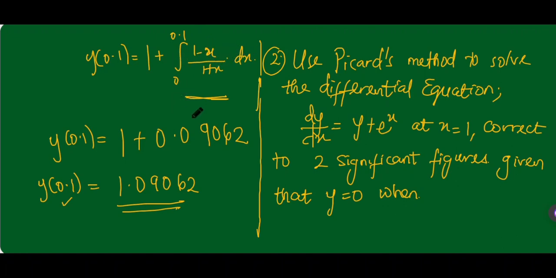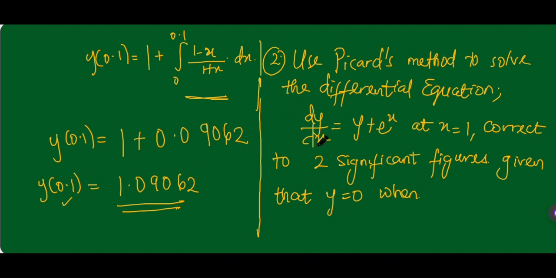So on solving it using our calculator or any other software you have, we could solve it manually too, but that's not the point of this video. Y at 0.1 will now be equal to 1 plus 0.09062, and that gives 1.09062. So that's the value of y when x is equal to 0.1. Now let's take a second example.